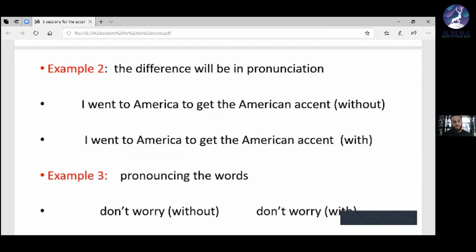Yes, we have a style for the British accent and the American accent. We have styles here, okay? So when you say this word, I know whether you are a British one or an American one. Let me listen to these two words. Without accent here, don't worry. The second one with accent, don't worry.